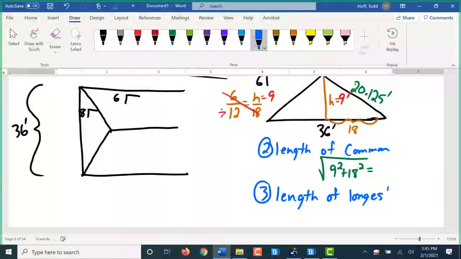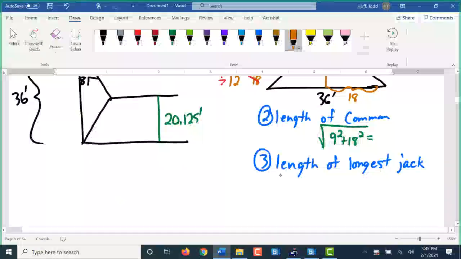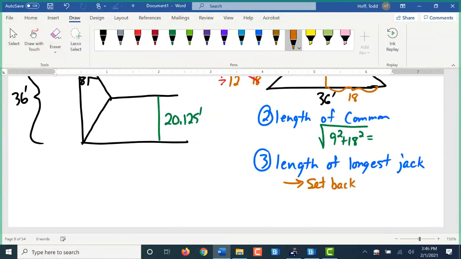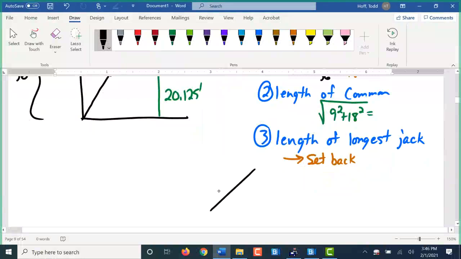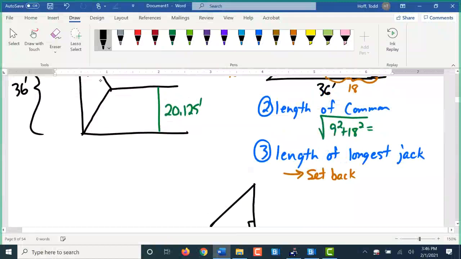Step three is still to find the length of the longest jack. Problem is, it's not the same as the longest common rafter anymore. The common rafter here is 20.125 feet. To find the length of the longest jack here, the first thing we have to do is find the setback. How are we going to find the setback? Well, we know this is our jack, right? The setback is this piece right here that we're looking at.